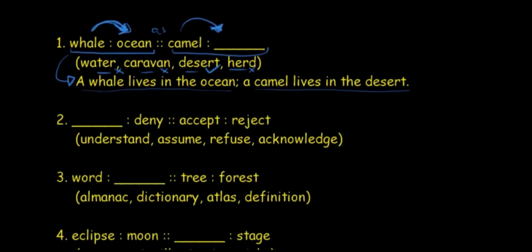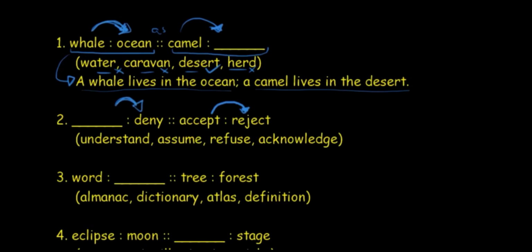Let's apply the same thing to question number 2. They're saying accept and reject. I'm trying to think what the relationship is between these two things. How are they related? Well, they're exact opposites of each other. When you don't accept something, you reject it. Here, I formed a test sentence. When you don't accept something, you reject it. When you don't understand something, you deny it.